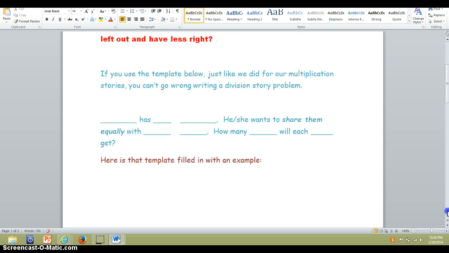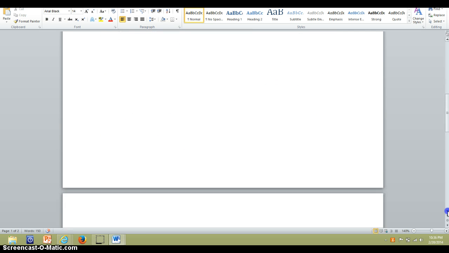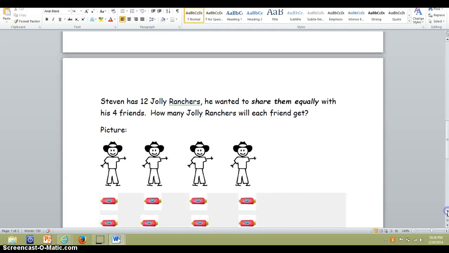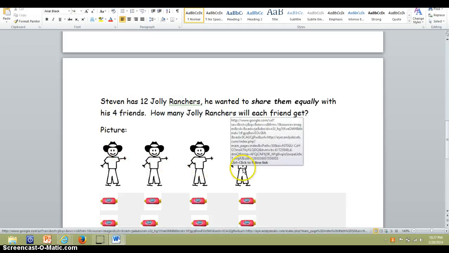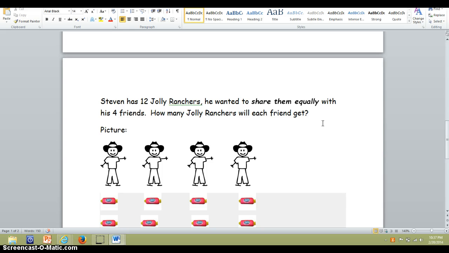Alright, let's look down here at the example. Here's my story problem. Stephen has 12 Jolly Ranchers. He wanted to share them equally with his 4 friends. How many Jolly Ranchers will each friend get? Well, the first thing we have to do is draw a picture of what our story problem is telling us. So we have Stephen's 4 friends here. Here's 1, 2, 3, 4. And the problem says he is sharing his 12 Jolly Ranchers with these 4 friends.